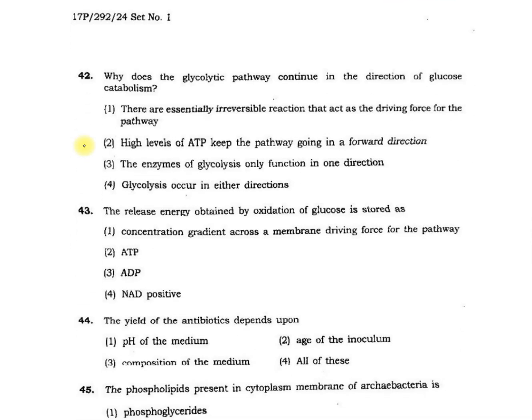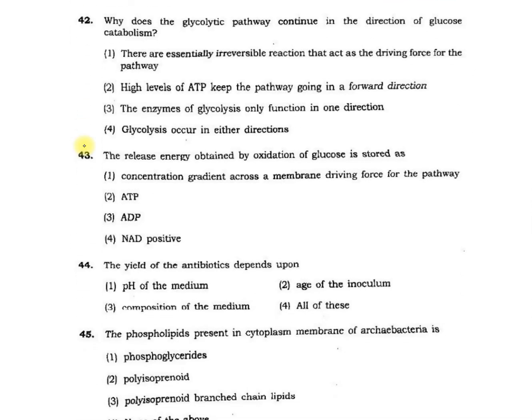Question number 42 says, why does the glycolytic pathway continue in the direction of glucose catabolism? Option 1, there are essentially irreversible reactions that act as the driving force for the pathway. Option 2, high level of ATP keeps the pathway going in a forward direction. Option 3, the enzymes of glycolysis only function in one direction. 4, glycolysis occurs in either direction. So here the correct one is the first option, that there are essentially irreversible reactions that act as a driving force for the pathway.